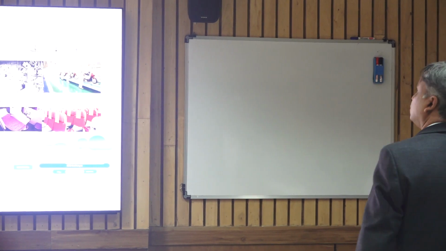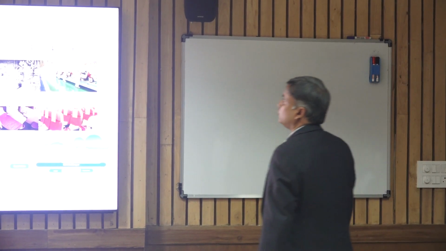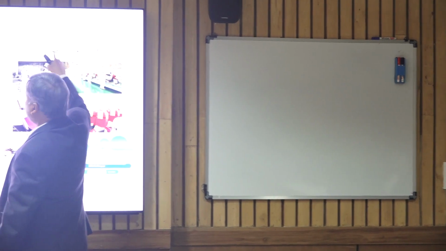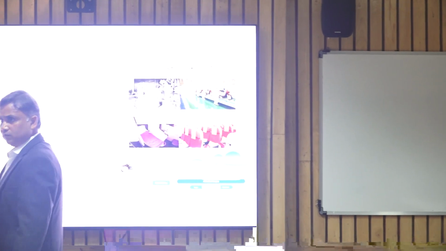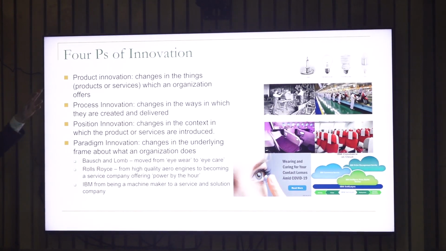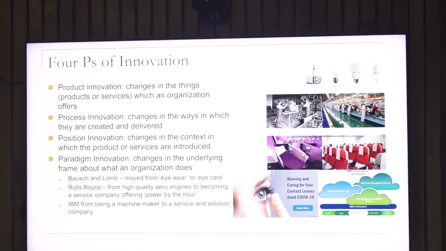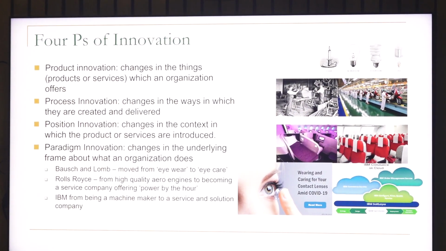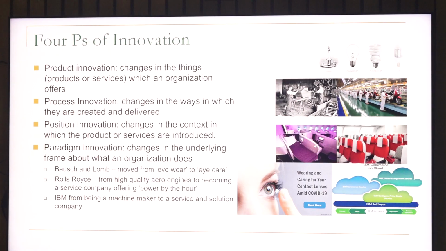So, this is important. 4 P's of innovation, from simple flame, candle, till LED bulb, or some other form of bulb which will come in the future. So, product innovation, process innovation, position innovation, and paradigm innovation. What is paradigm innovation? Probably you know this thing.